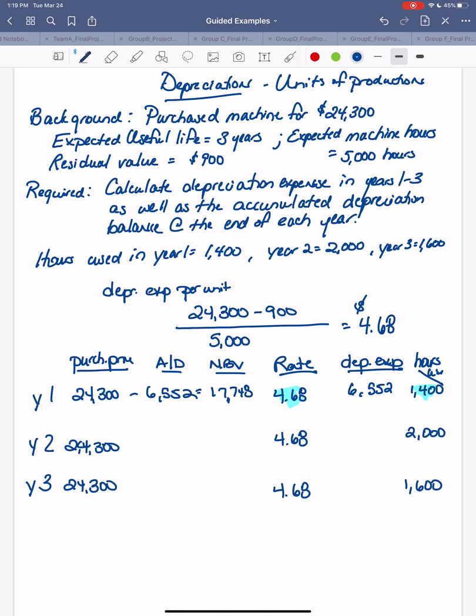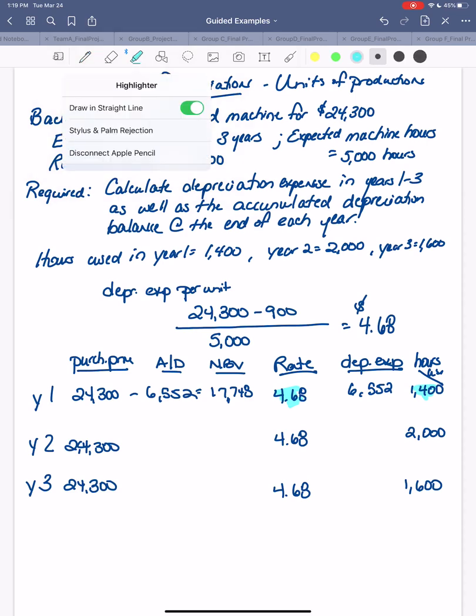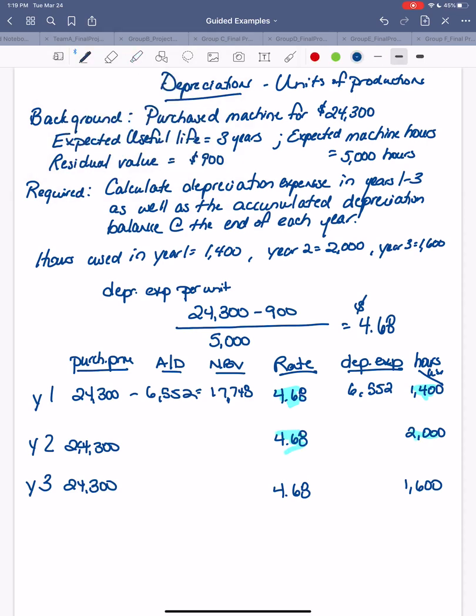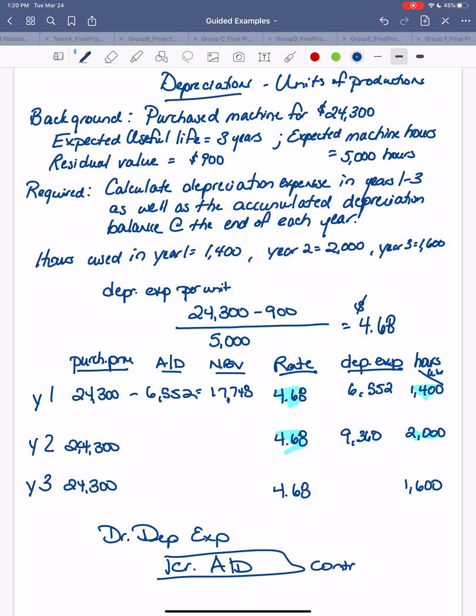Now remember, in double declining, I really cared about that because I had to use it that next year. Here I don't. Here I'm just going to take the fact that I've gone 2,000 hours, again, times $4.68, because that doesn't change. And now I have depreciation expense of $9,360. Right. When I make my entry, because remember, my entry is always debiting depreciation expense and crediting accumulated depreciation, so each year, that accumulated depreciation, that contra asset, is growing. Okay, so I'm going to add the 9,360 plus the previous year's 6,552.